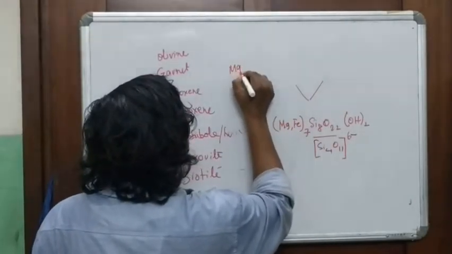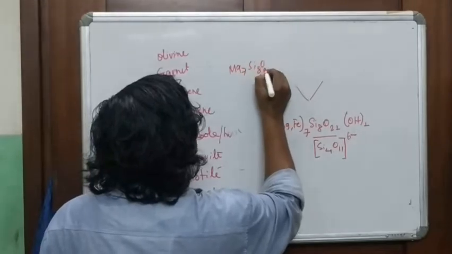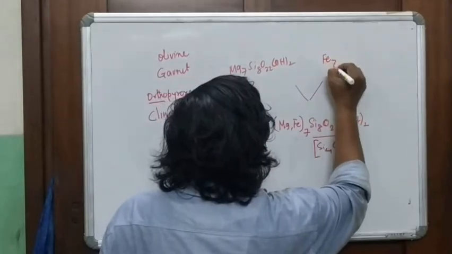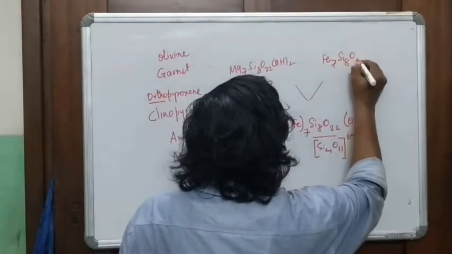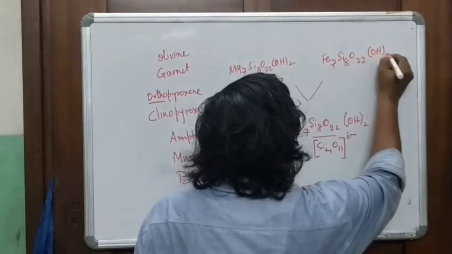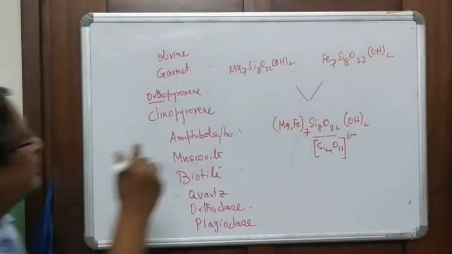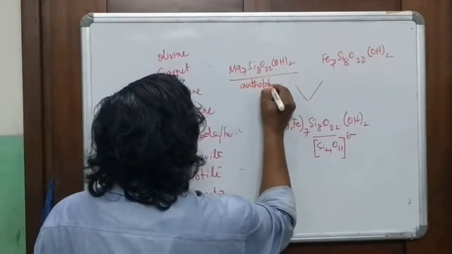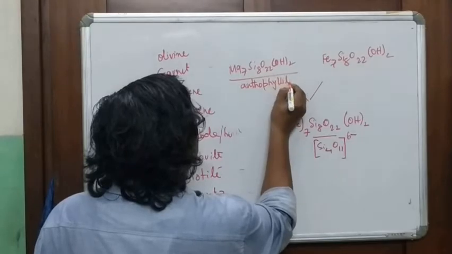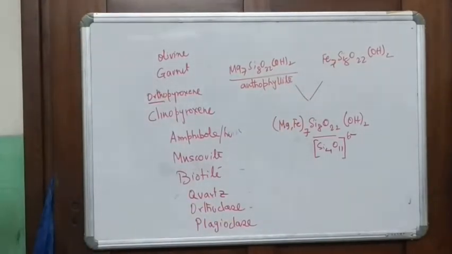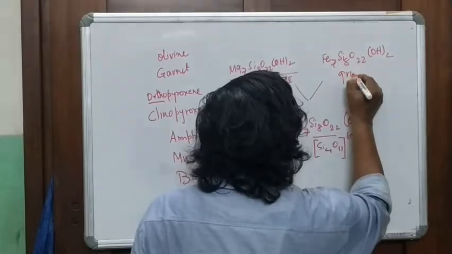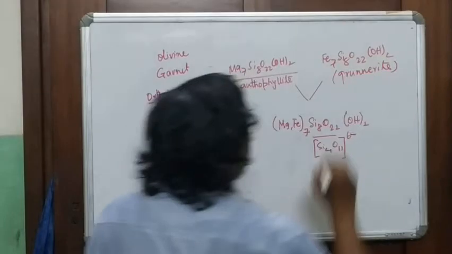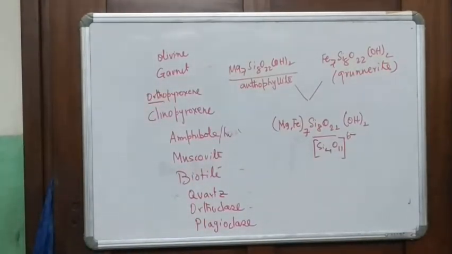Now this is again divided into two parts. One is Mg7 Si8 O22 (OH) whole twice, and the other is Fe7 Si8 O22 (OH) whole twice. The magnesium mineral is called anthophyllite, and the iron mineral is called grunerite.